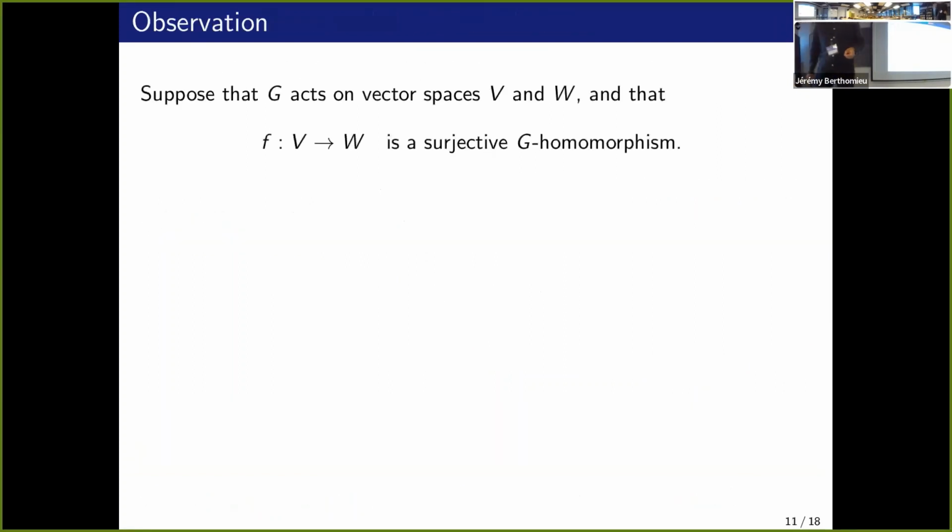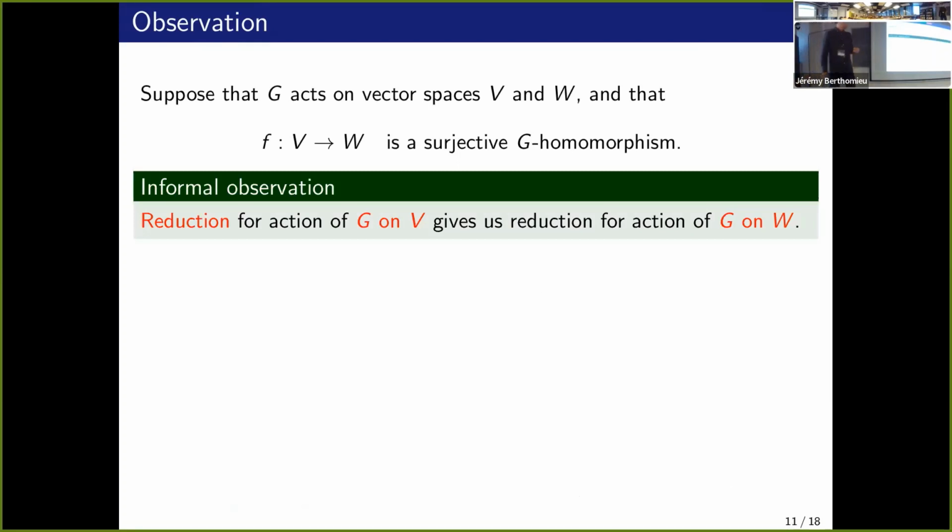And now what we used in our reduction is the following observation. Suppose that G is a finite group acting on complex vector spaces V and W, all finite dimensional, and that F from V to W is a surjective G-homomorphism. Then the informal observation is, if we have a reduction for the action of G on V, then we can obtain from this a reduction for the action of G on W.